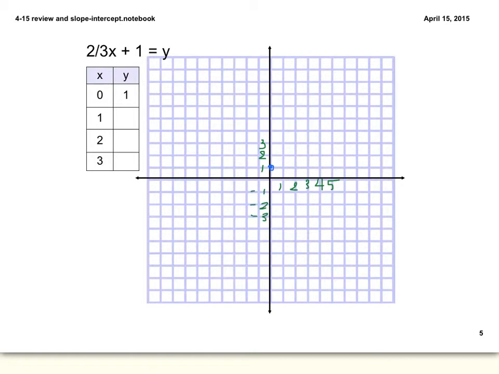Okay, so I have 2/3 x plus 1. Go ahead and multiply by 0. 2/3 times 0 is 0 plus 1. I've already filled that out for you. Equals 1. Next one, 2/3 times 1 plus 1. 2/3 is 0.66 plus 1 gives me 1.66. I'm guessing this is a positive line, so it's going to go up, because I have a positive slope. We'll see what happens.